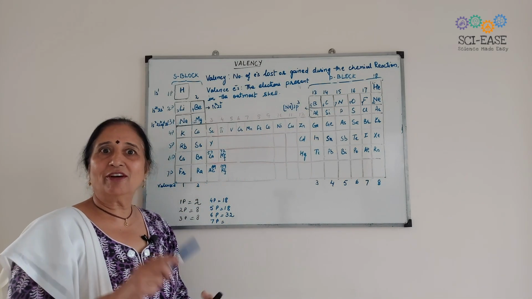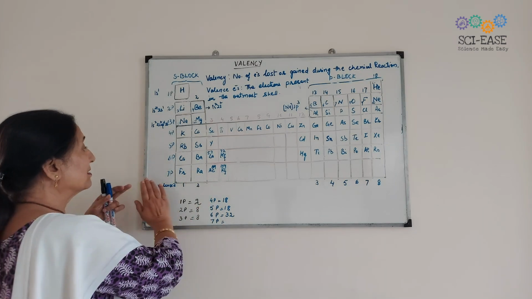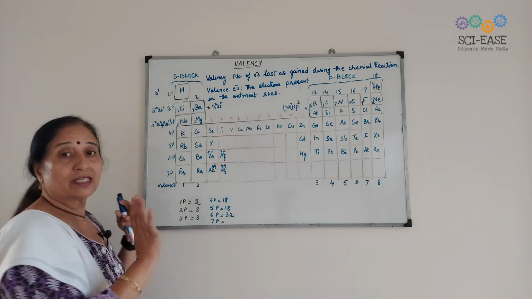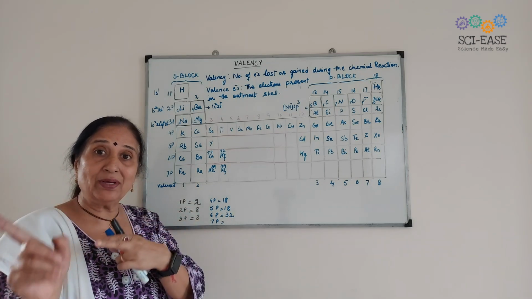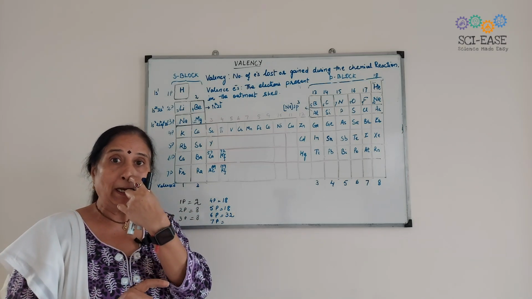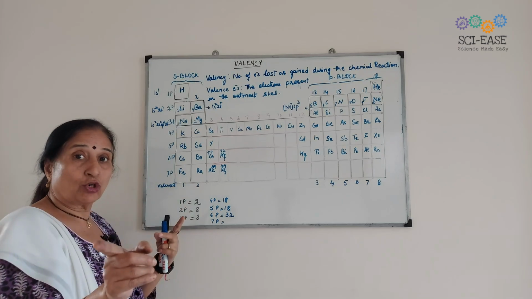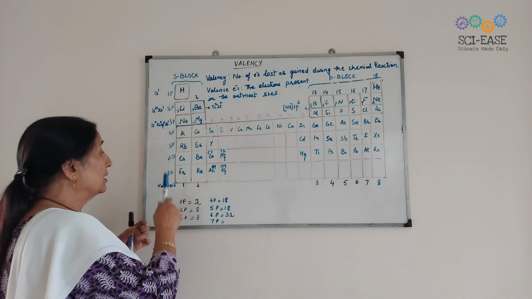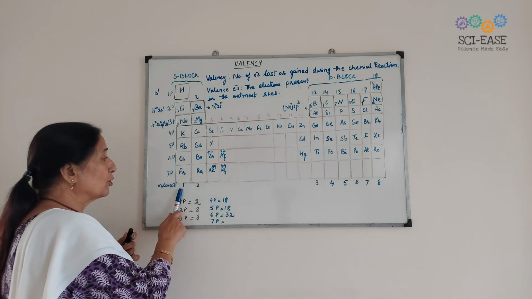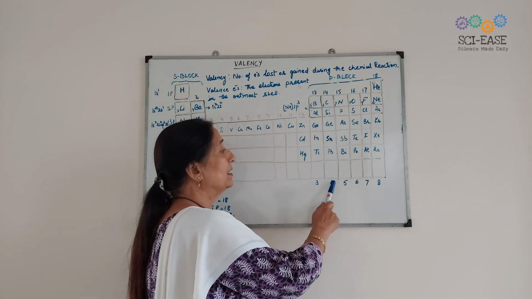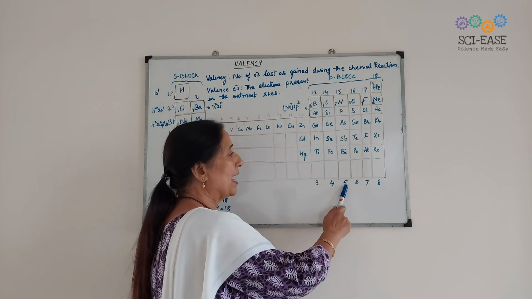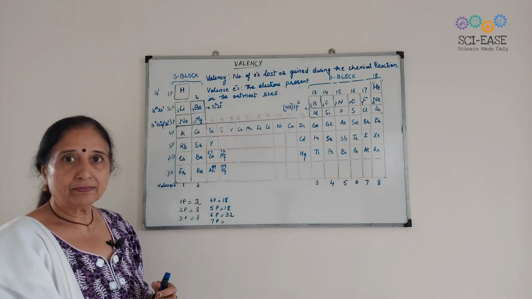Is it clear to all of you? These are the number of the valence electrons. I'm not telling you about the valency. There is difference between the valency and the valence electrons. So the number of the valence electrons in the first group is 1, in the second group 2, in 13th group 3, in 14th group 4, and so on.